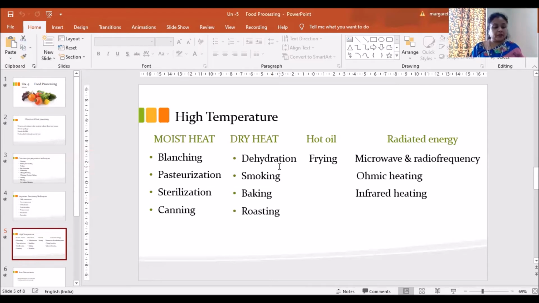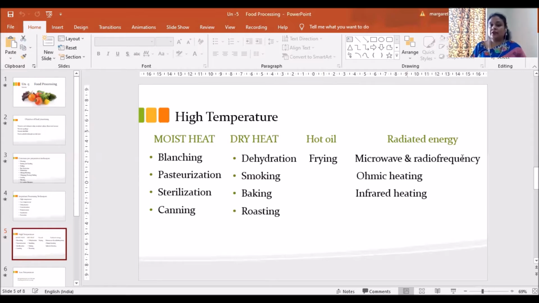Then you have the next method, that is the smoking process, where you are smoking the products depending on the cuisine and requirement. Next is baking. We are baking cake, etc. Roasting, depending on the requirement. Then we are using hot oil for frying various food products.